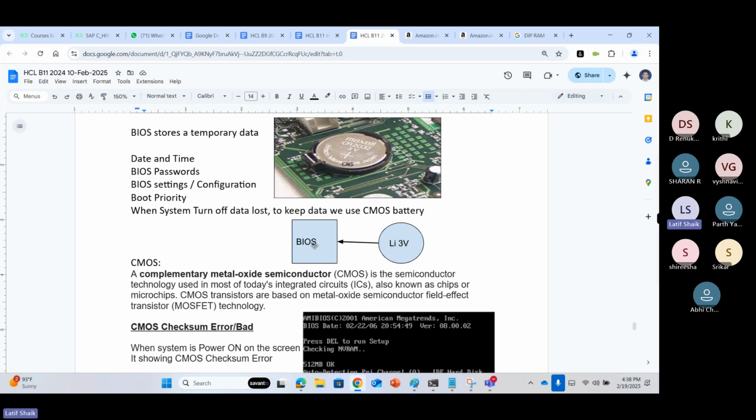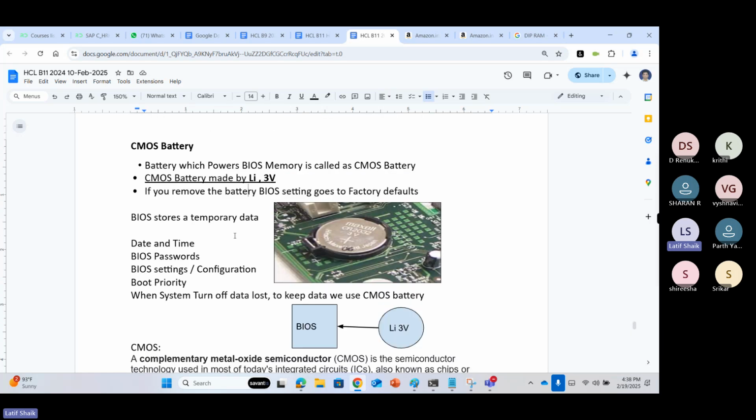Because of this continuous power supply, even if you shut down your PC, the BIOS still has power. So all these things like date and time changes, BIOS passwords, any hardware related settings, configuration you have done, boot priorities you changed, will stay like that only, they won't be changed. If there is no battery and you shut down your PC, everything is lost. Everything is reset back to the factory default.